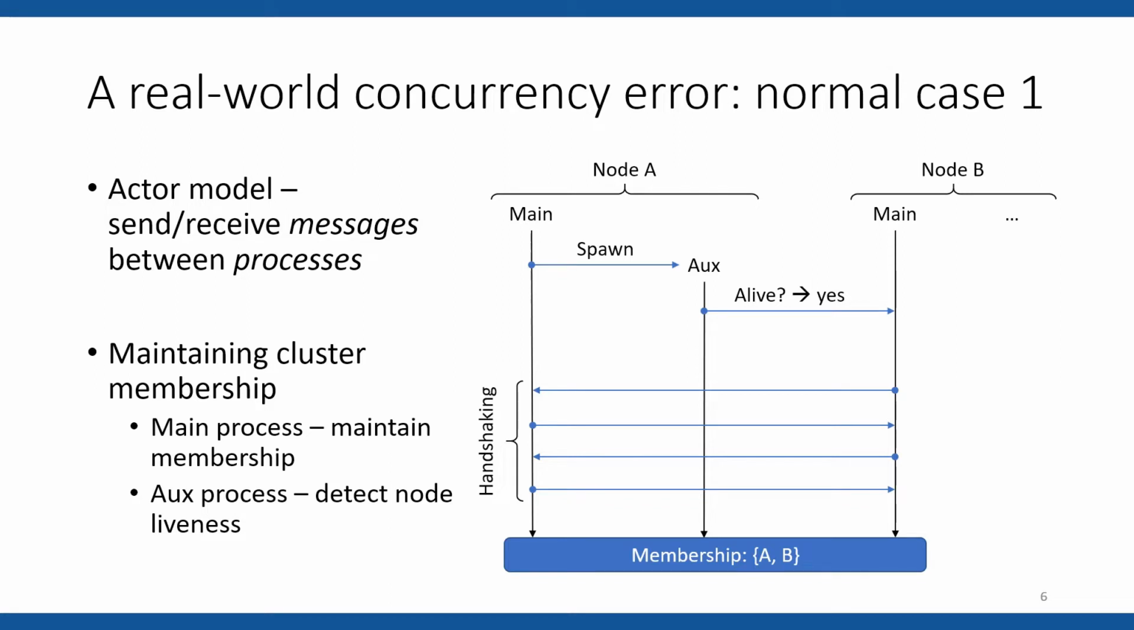To do that, each node of the system has a dedicated auxiliary process that detects any offline nodes and sends failure report back to the main process. The graph on the right shows one of the normal cases of the system, where all the nodes are alive and the auxiliary process sends no failure report. The main processes of the two nodes communicate in the handshaking protocol to agree on the same membership.